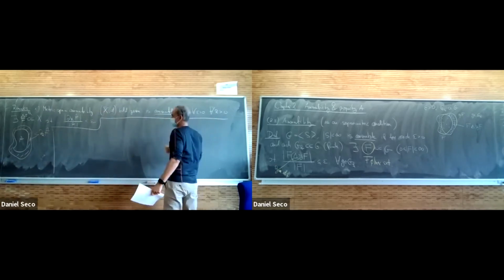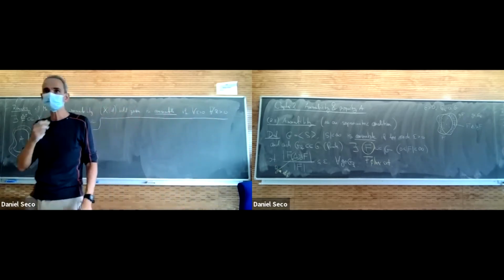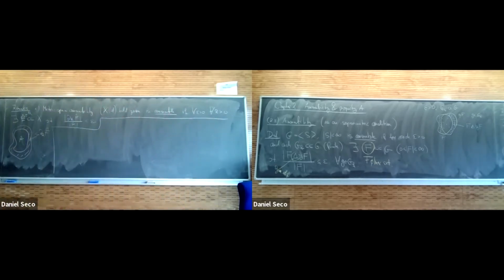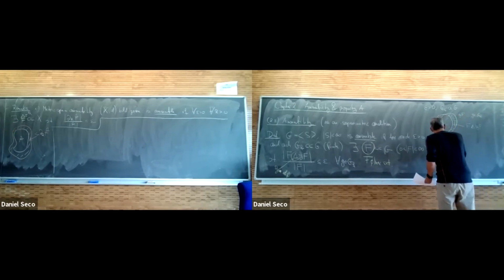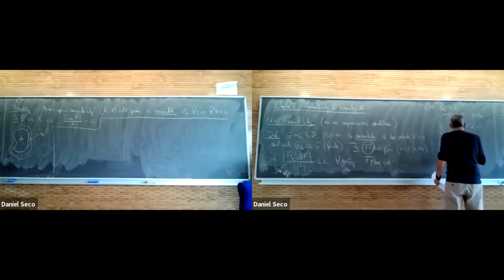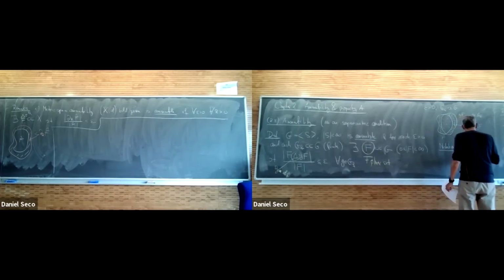Can I ask a question? Yeah, sure. What does the notation, the double bar, mean? That means finite. Notation if you want. And double bar A means the cardinality of the set.